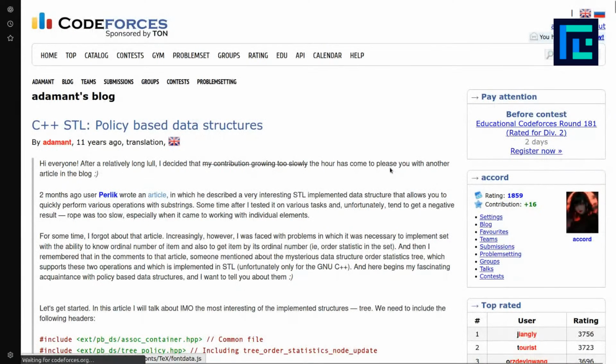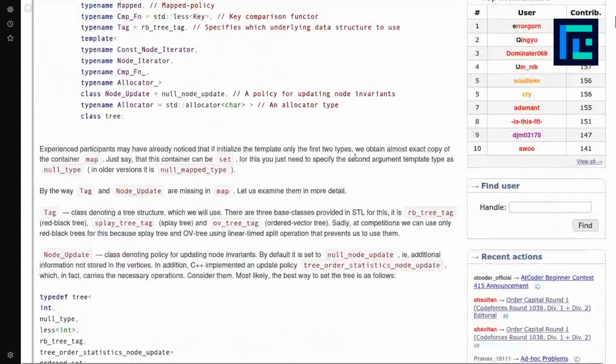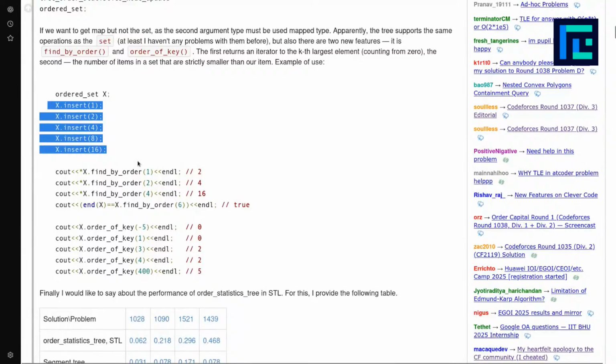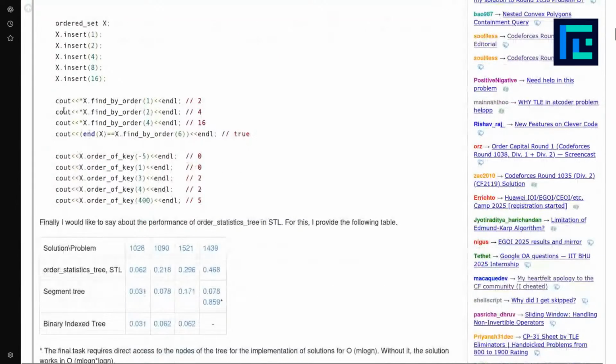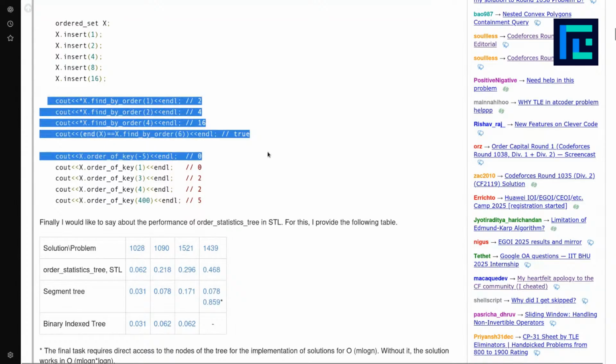It's a policy based data structure, right? So you need some headers. If you include those headers, then you can use it. And here are some functions. So you can insert like a regular set. But the new things in this are find by order and order of key. Okay, so those are the two new main functions of ordered set.